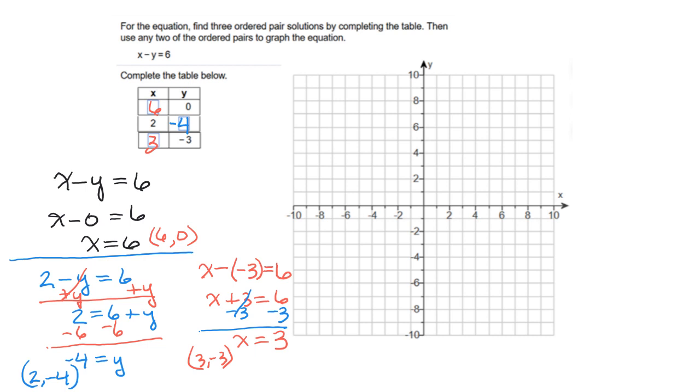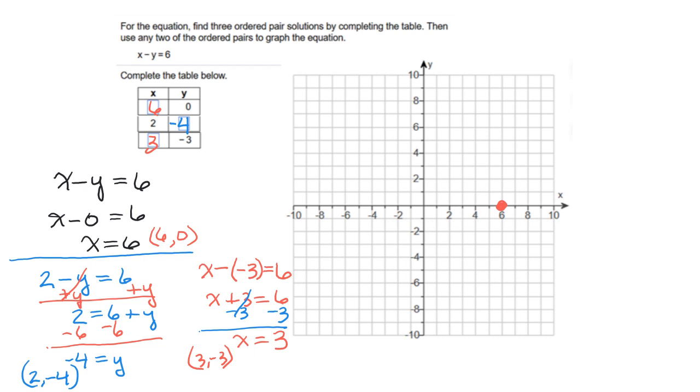So we're going to graph 6, 0. Again, we start at the origin. We move 6 units to the right in the positive direction for x, and we do not move up or down because y is 0. Place my point. You only have one point that represents an ordered pair.